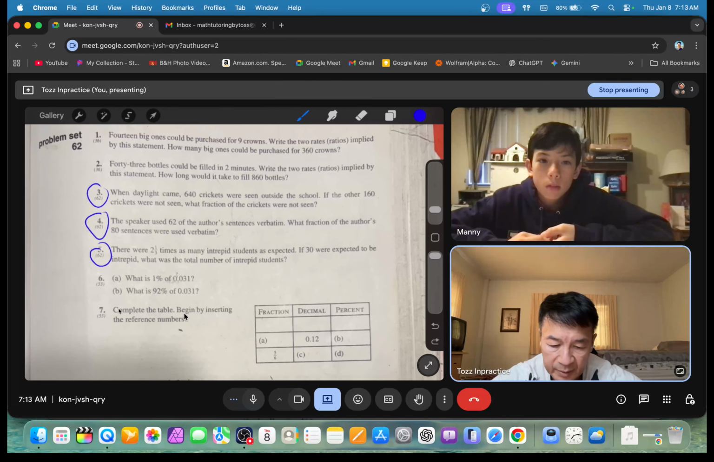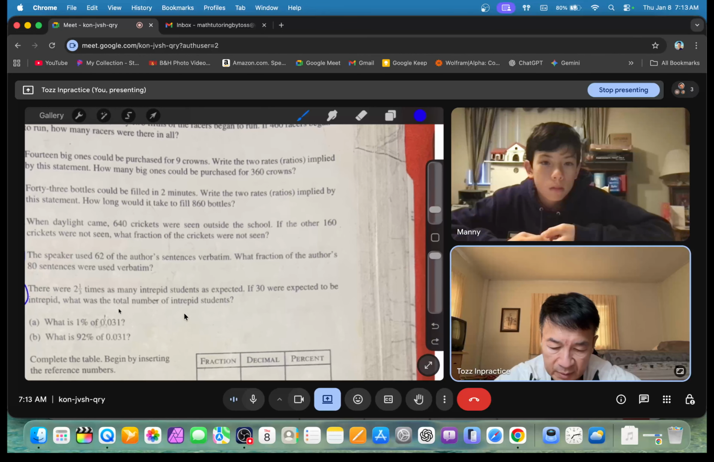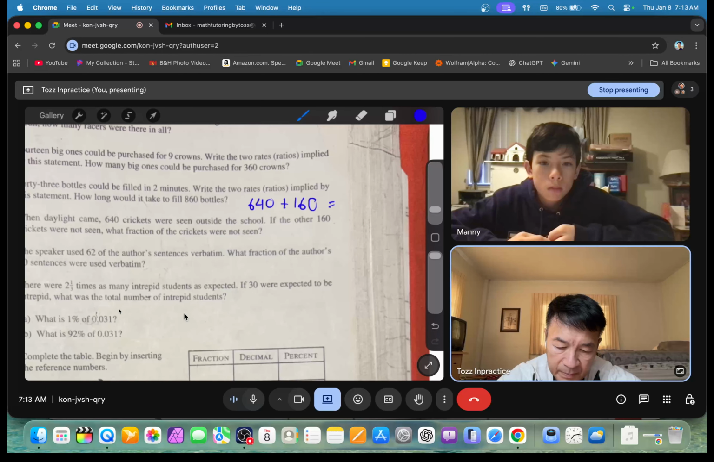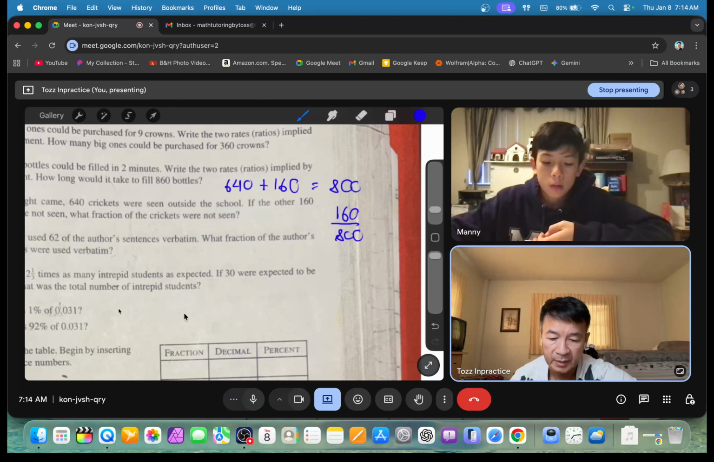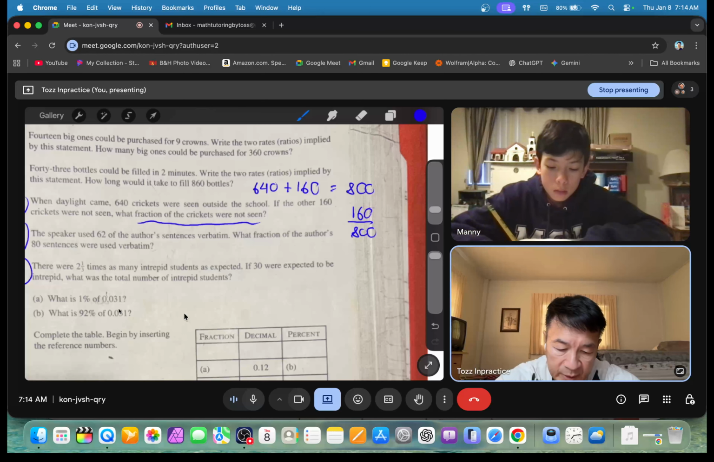So here's the actual math for number 3. I'll go ahead and put it here. For number 3, I would do 640 plus 160 equals, what is that? 800. Then I would take the 160, which is exactly what they're looking for, out of 800. That would be it. But you have to reduce that. So what fraction of the crickets were not seen? There it is, the 160.